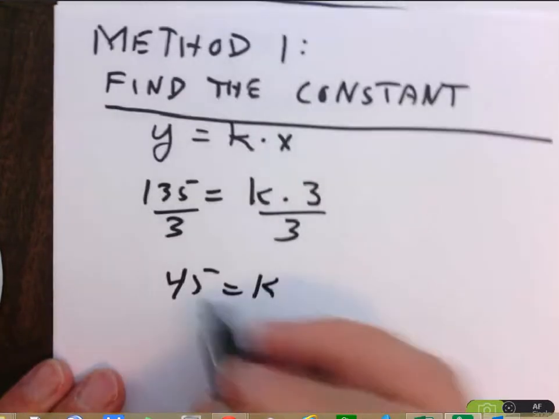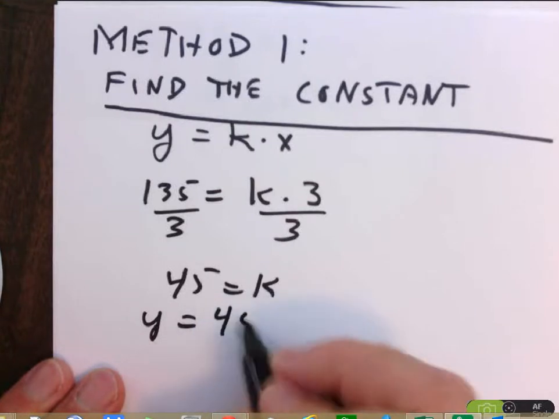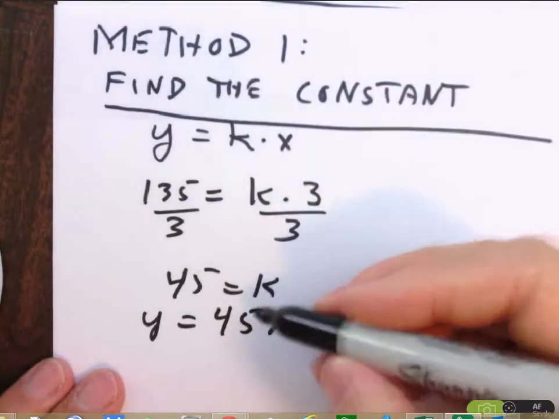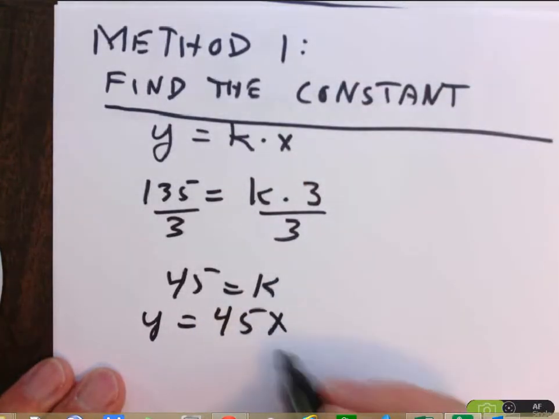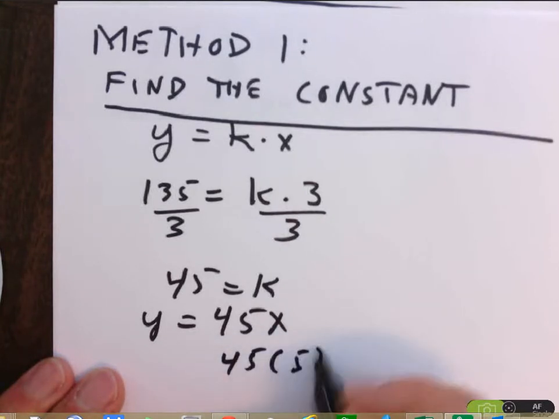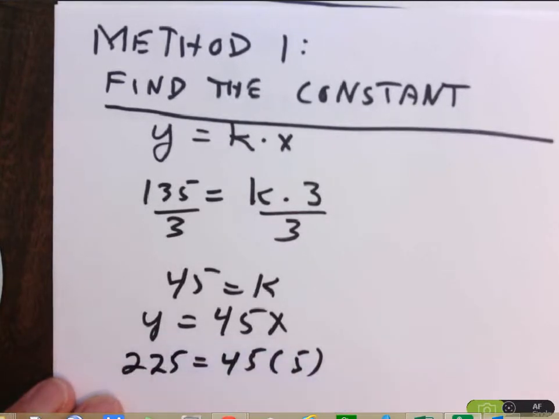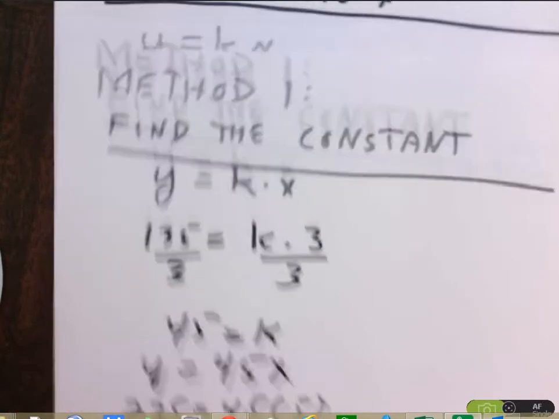Then we write our new equation, y equals 45x, replacing k with the value we've got for it. We plug in the value we want, which is 5, because we want 5 hours. So 5 times 45 is 225. Ta-da!